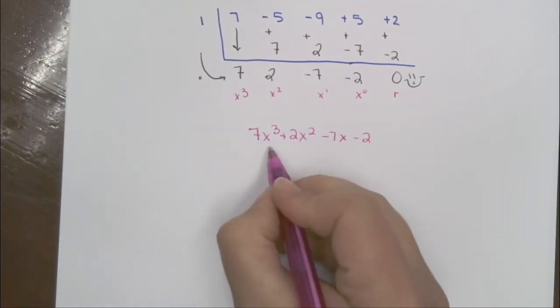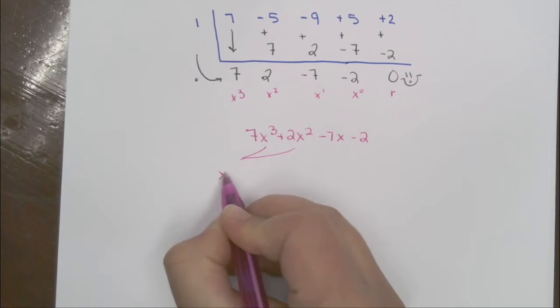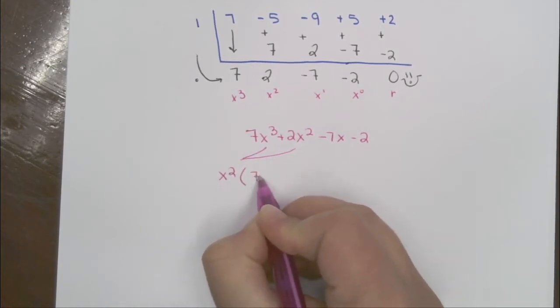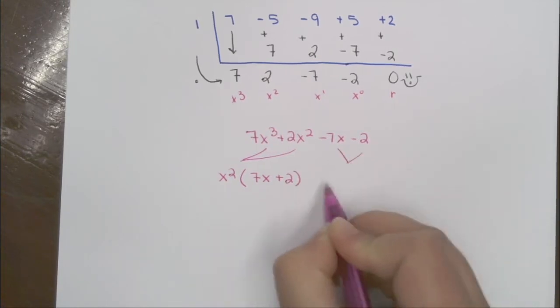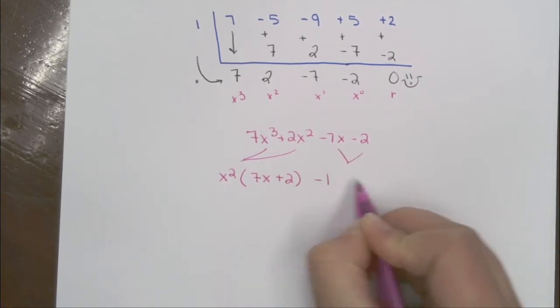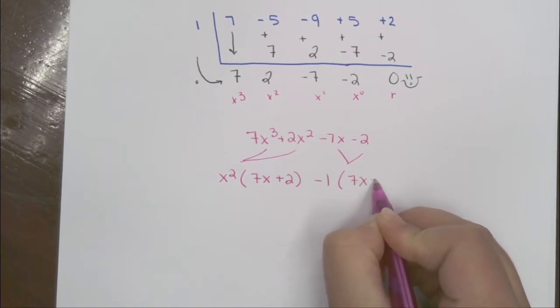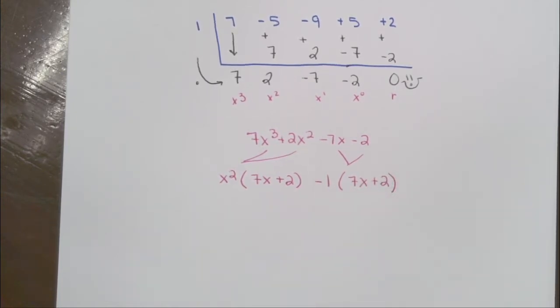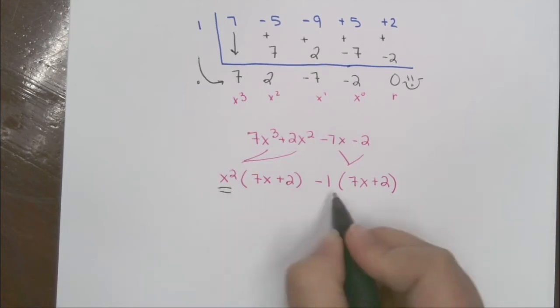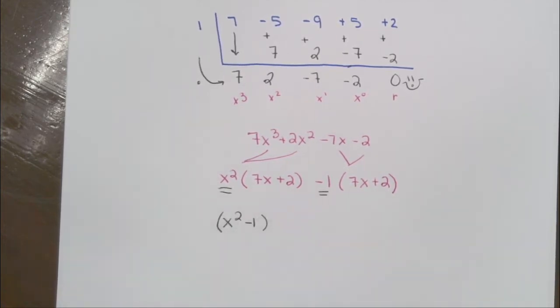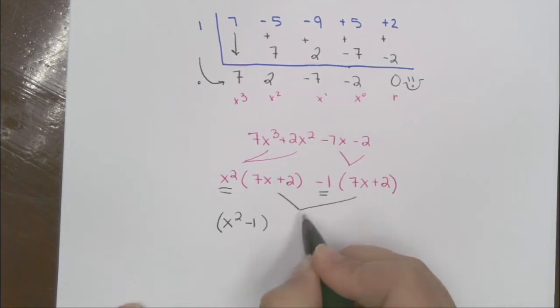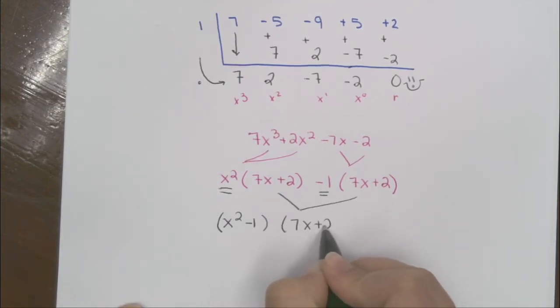Let's check. Out of these two terms, I can pull out an x squared. We got a 7x left over plus 2. And out of these two terms, I can pull out a -1, which leaves us with 7x plus 2. We have an x squared and a 1, so x squared minus 1. Please don't multiply those together. Just write them exactly how it is. Just copy and paste x squared, copy, paste, -1. Same thing with here. We got 7x plus 2.